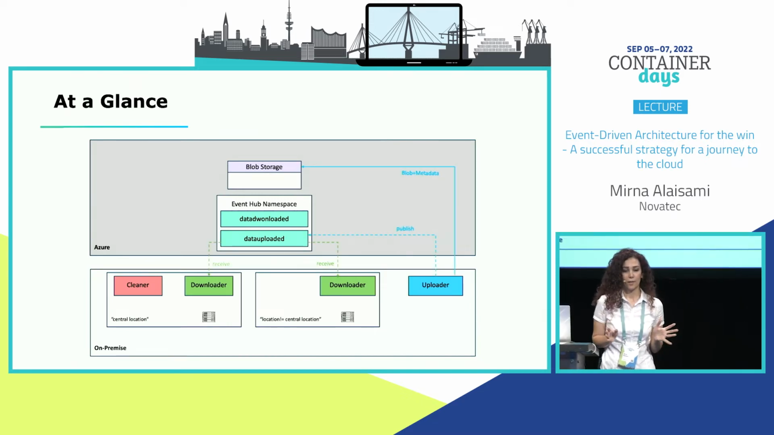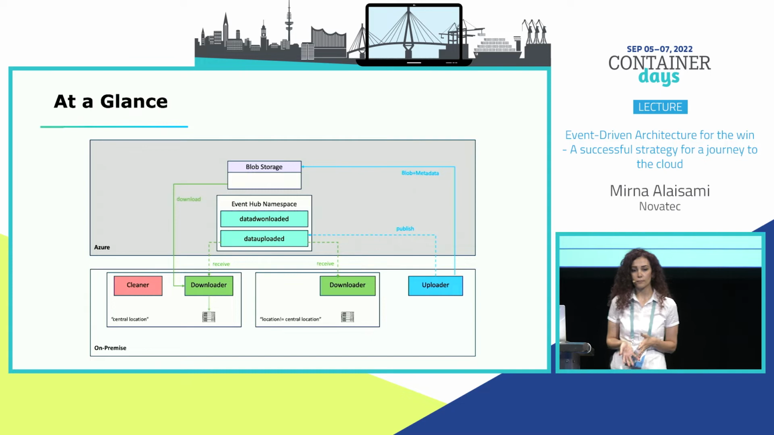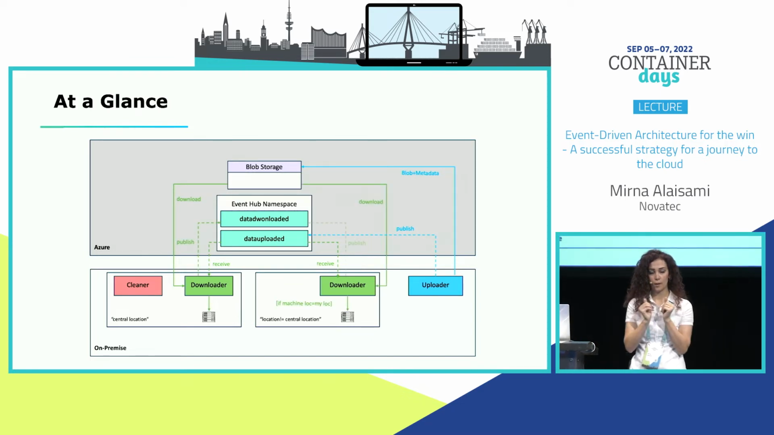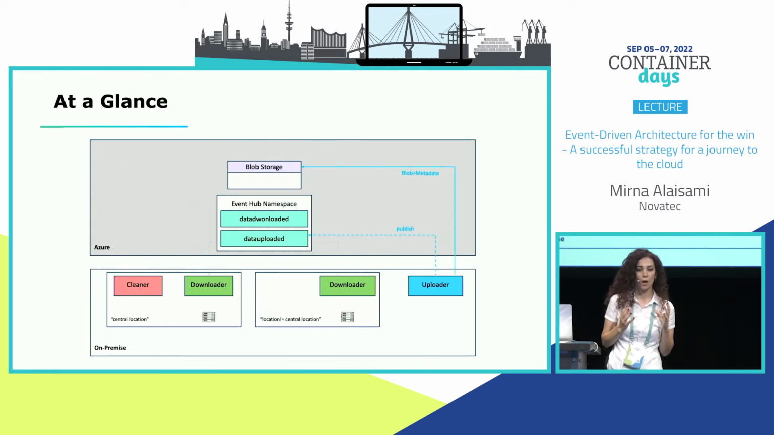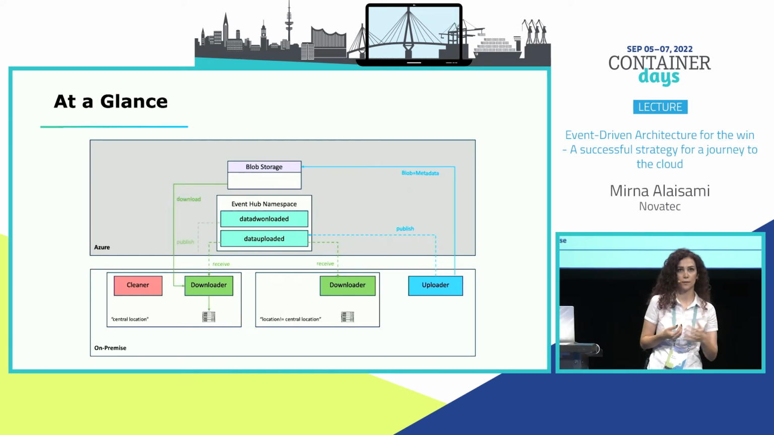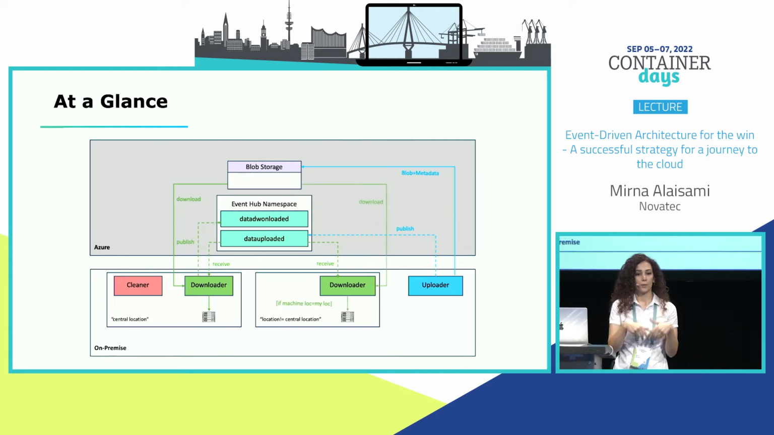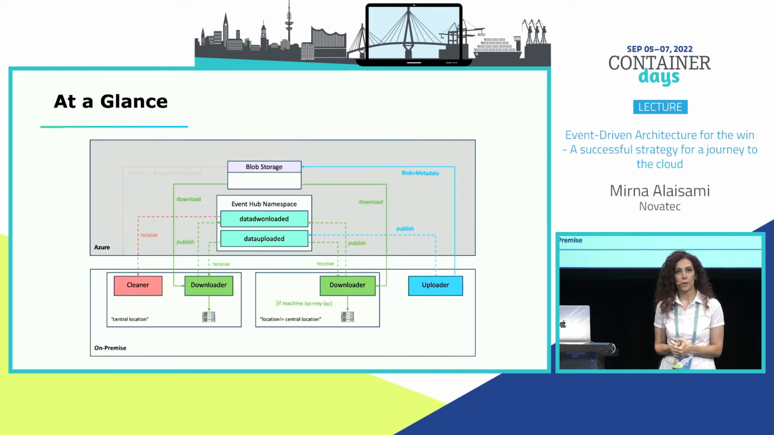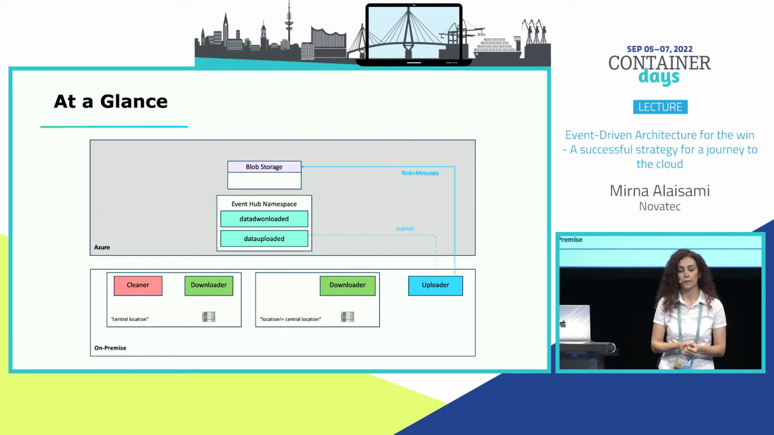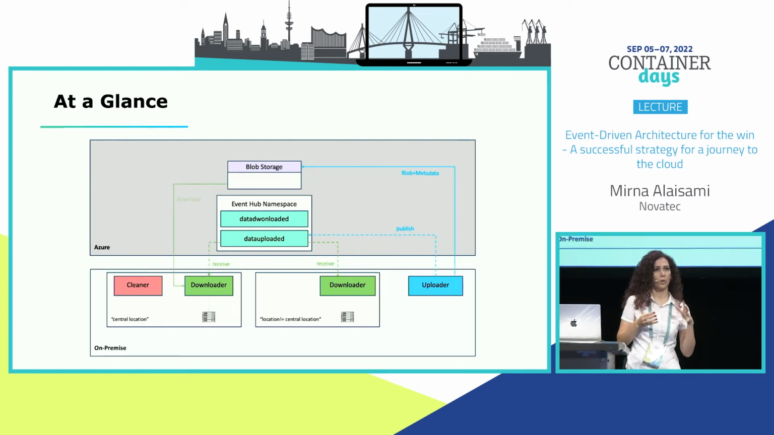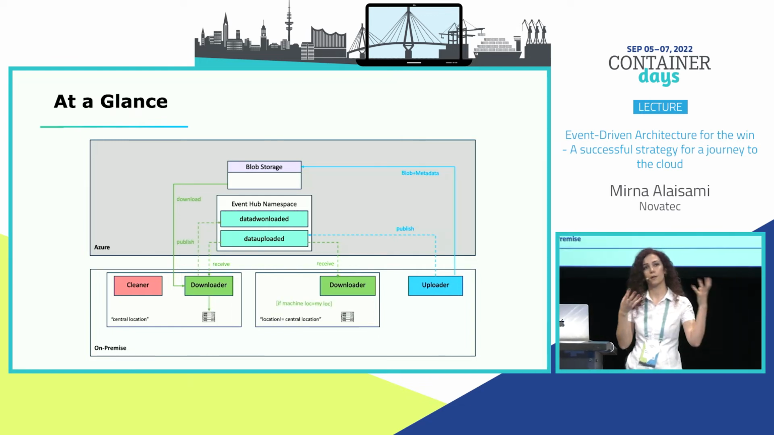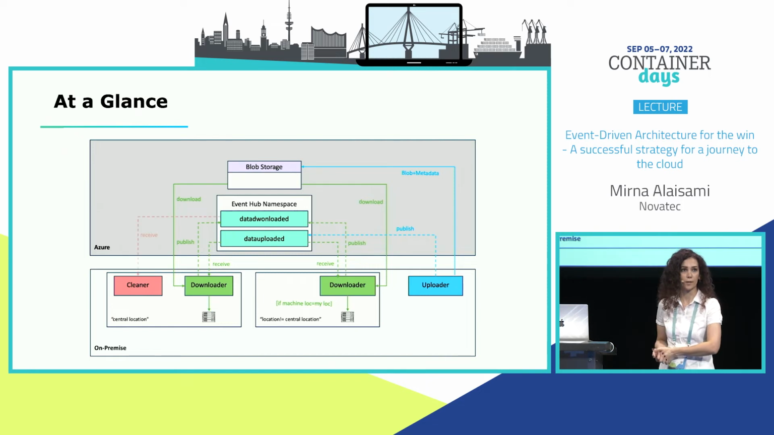Now, at a glance, if we look at the solution, we defined an event hub namespace for our customer. Inside that event hub namespace, we created 2 event hubs or topics, one for the data uploaded events and one for the data downloaded events. We also created a storage account for our customer where we can store our containers and data. On the other side, we had our microservices or applications, the cleaner service, the downloader services, and the uploader services.